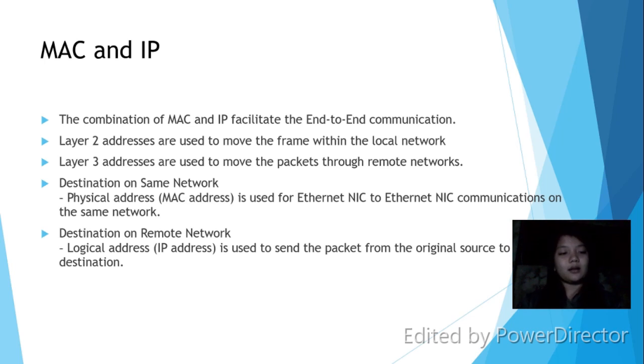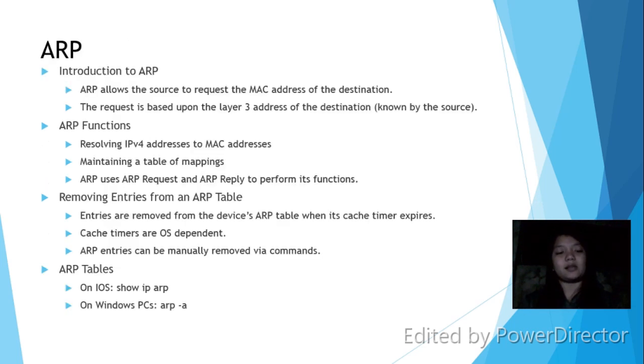For a destination on the same network, the physical address, or MAC address, is used for Ethernet NIC to Ethernet NIC communications on the same network. For a destination on a remote network, the logical address is used to send the packet from the original source to the final destination.